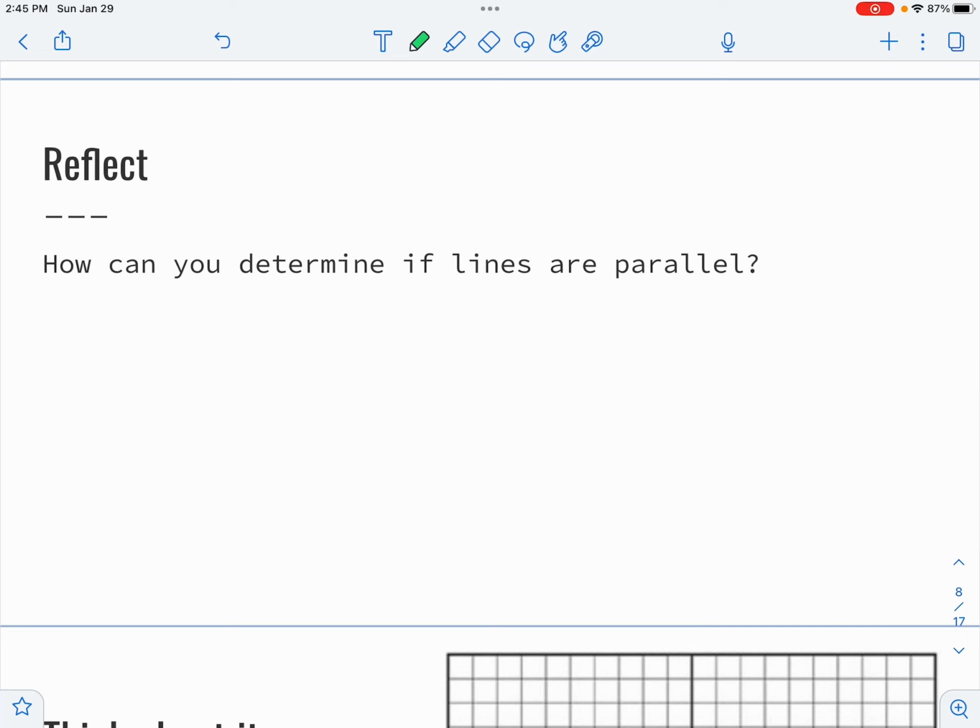So again, how can you determine if lines are parallel? Same slope. Different y-intercept.